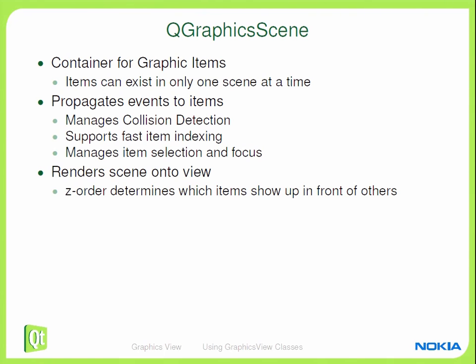You can ask the scene, hey, please give me an item at these coordinates, and then you'll get the pointer if there's an item in those coordinates. Also, the scene is responsible for rendering the items into the view. So you can have multiple items on top of each other, and they have something called a Z value, which determines the order in which they are placed on top of each other.